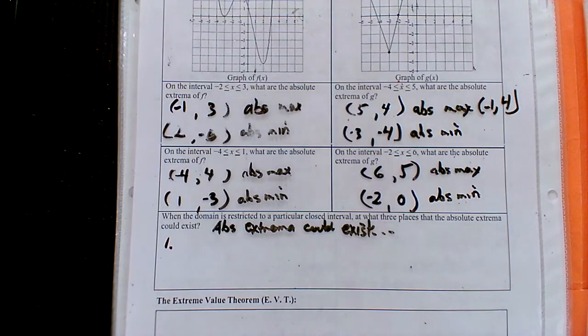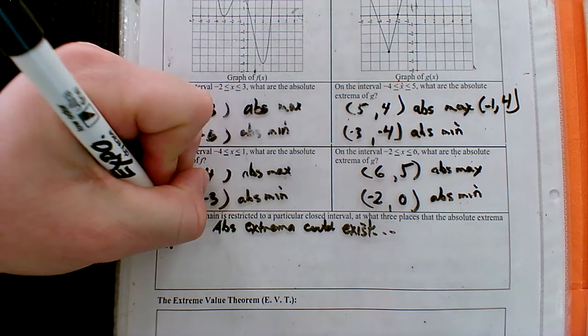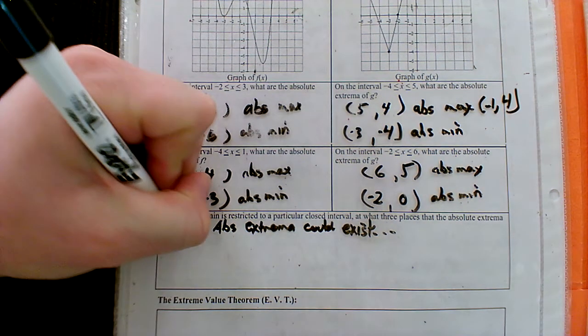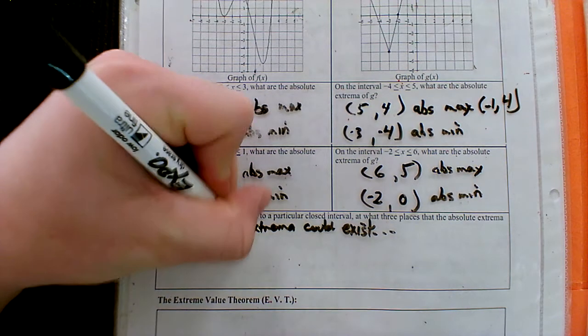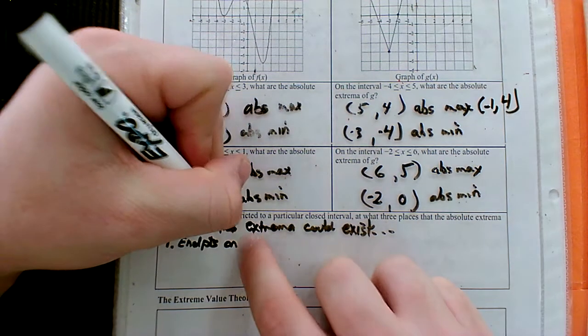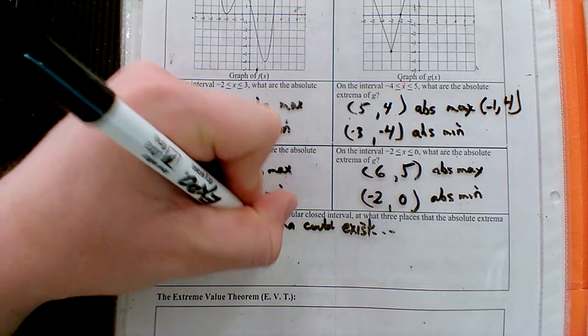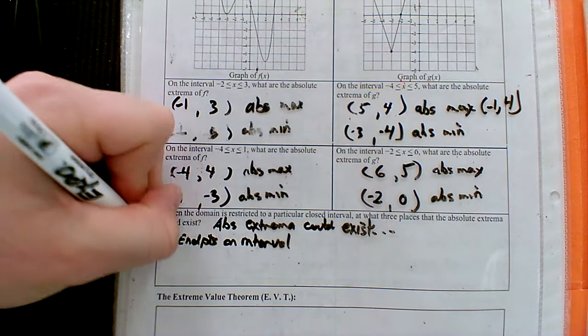So look at your two examples above. Think about the intervals. Endpoints, that's the first one. Very good. So endpoints. Endpoints on interval. Very good.